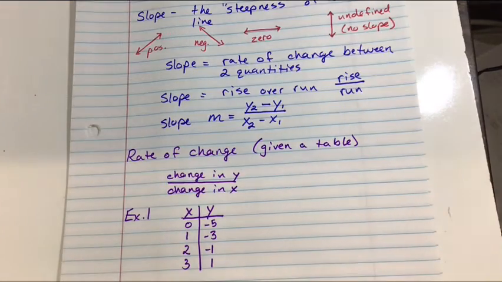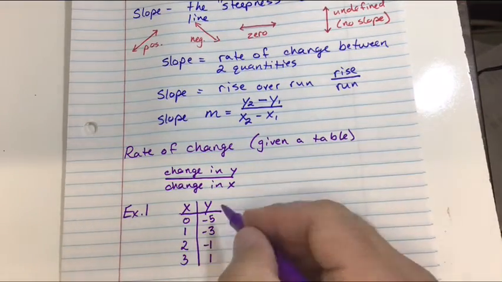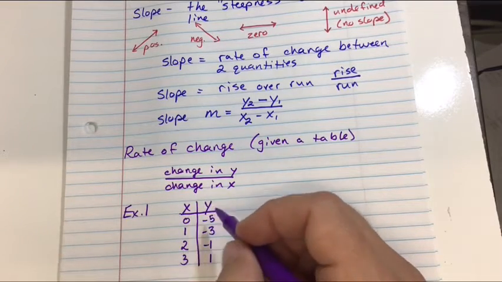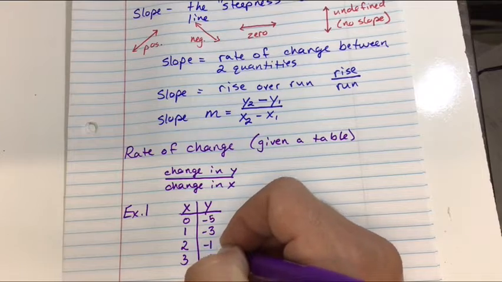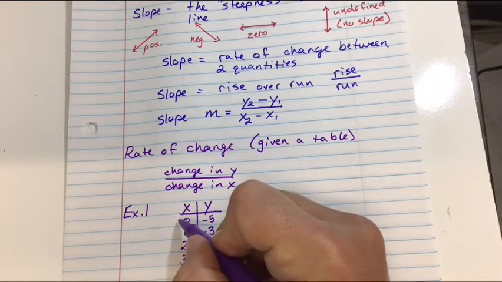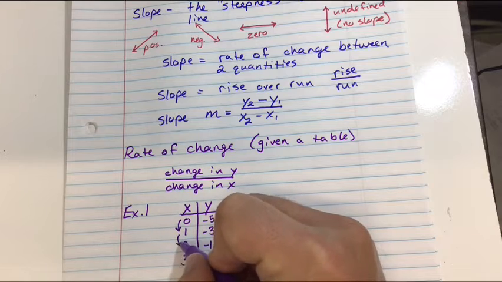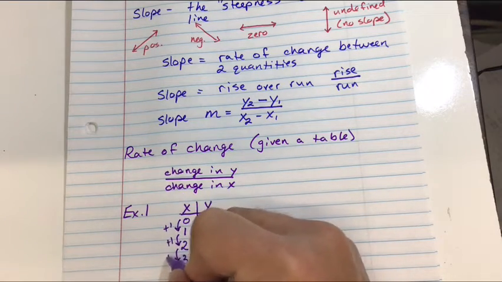To calculate the rate of change or slope of whatever this line represents, I don't have to actually graph it. In order to calculate the rate of change, we're going to look at the changes in all the x values and the changes in all the y values and make sure that they are consistent. So the x values are always changing in this column by going up by 1. That's a plus 1 for each change in the x values.